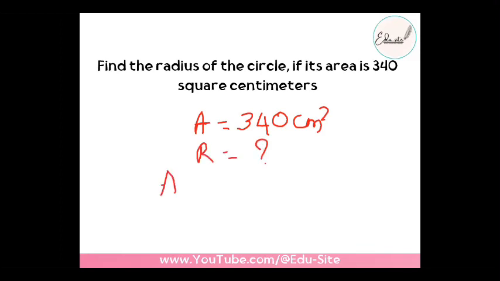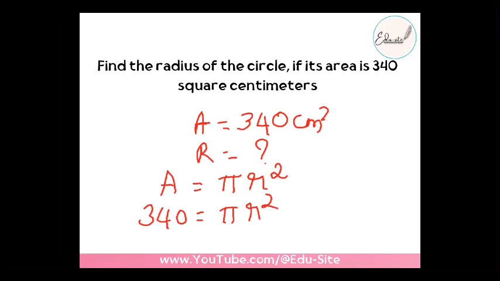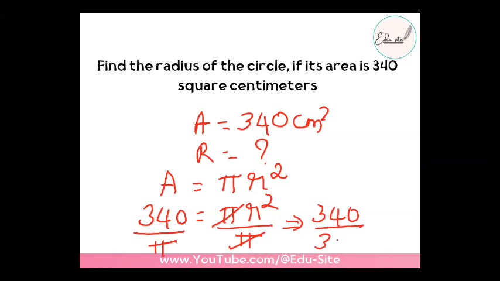So the formula for area is equal to pi r squared. So 340 is equal to pi r squared. To remove pi from the right hand side, what would you do with it? The pi is attached to radius square. We divide it by pi? Yes, we will divide both sides, left hand side as well as right hand side, by pi. So this pi cancels out. So this is nothing but 340 over 3.14, which is equal to radius square.